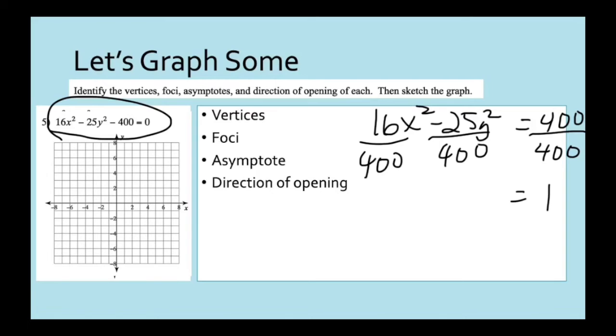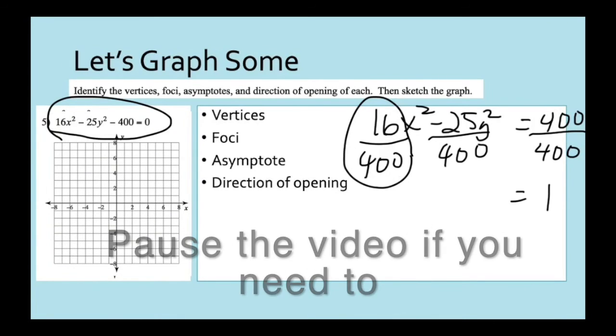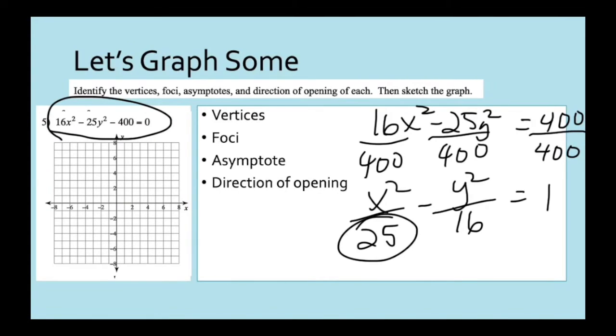Here on the right, it becomes 1. And 16 goes into 400 how many times? If you need to do that in your calculator, go ahead and pause. 16 goes into 400 25 times. So we'll have x squared over 25 minus y squared, and 25 goes into 400 16 times. So this is my a squared value, and that's my b squared value. So a equals 5 and b equals 4.